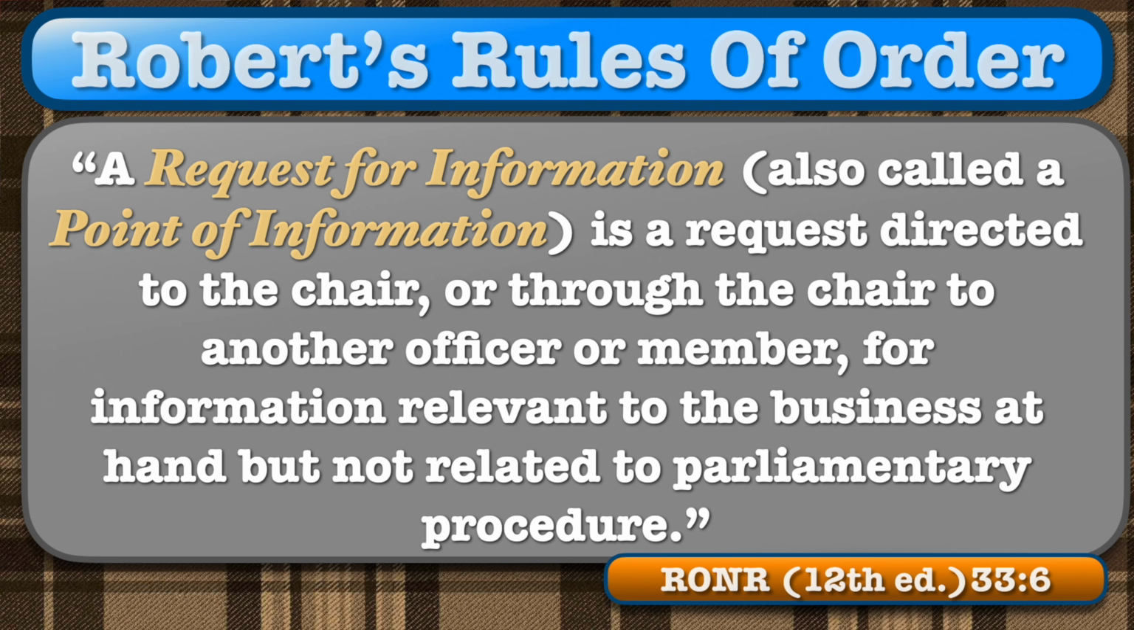A member also has a right to make a motion called a request for information. Robert's Rules of Order provides the following. A request for information, also called a point of information, is a request directed to the chair or through the chair to another officer or member for information relevant to the business at hand, but not related to parliamentary procedure. So a parliamentary inquiry is about procedure, and a request for information is not. But the important thing to remember here is that a member has a right to ask a question if the question is relevant to the business at hand.